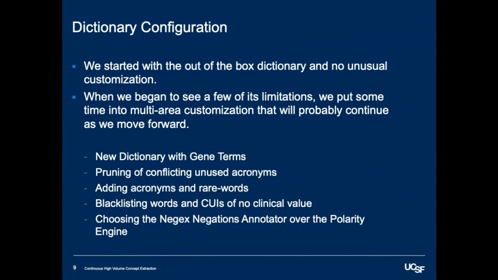So as of now, we've built a new dictionary that includes the HGNC gene terms, and we've added social and behavioral vocabulary as well. We've added a mechanism that prunes or adds synonyms to the main dictionary that we created using the dictionary creator. And we're also making use of some built-in but not very heavily publicized capabilities that the dictionary lookup mechanism has, which is the ability to blacklist terms, to blacklist concepts, or even case-sensitive manifestations of certain terms. We've also used the BSV mechanism, and we've experimented with different negation tools. And so far, the NegEx negator seems to be the best performing one out of the box.